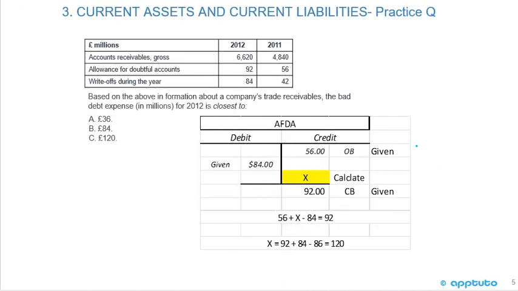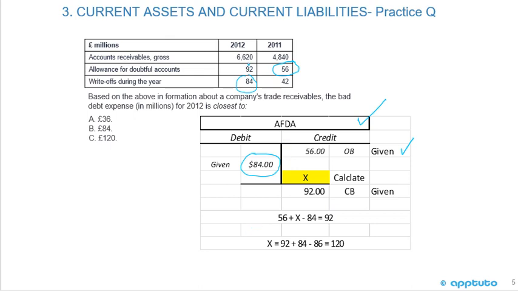Okay, to solve this question, I set up my T accounts, and here's my allowance for doubtful accounts, and we know that the end of 2011 was the beginning of 2012, we had a balance of 56, so that's our opening balance, it's a credit balance. Then we were given write-offs during the year. Remember, that's going to be a credit to accounts receivable, but a debit for allowance for doubtful accounts. So we did that on the previous slide, okay?